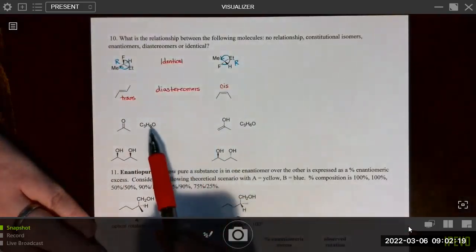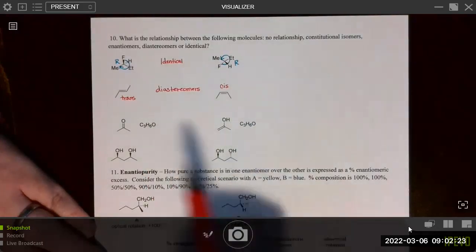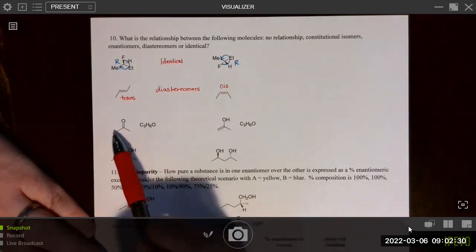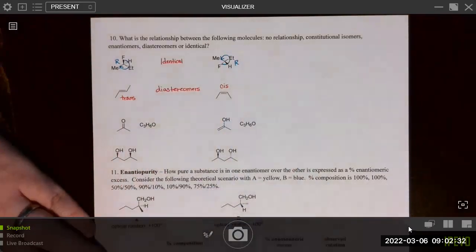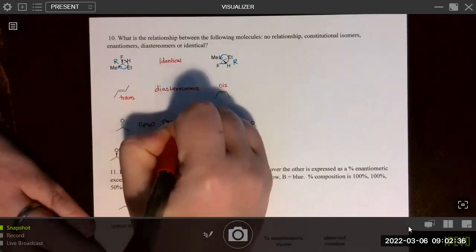We can see that they've made a point of showing us that these two compounds have the same molecular formula, but we can see that the atoms are connected in a different way because of where the pi bond is, and the hydrogen here has been moved to the oxygen. So then these are related as constitutional isomers.